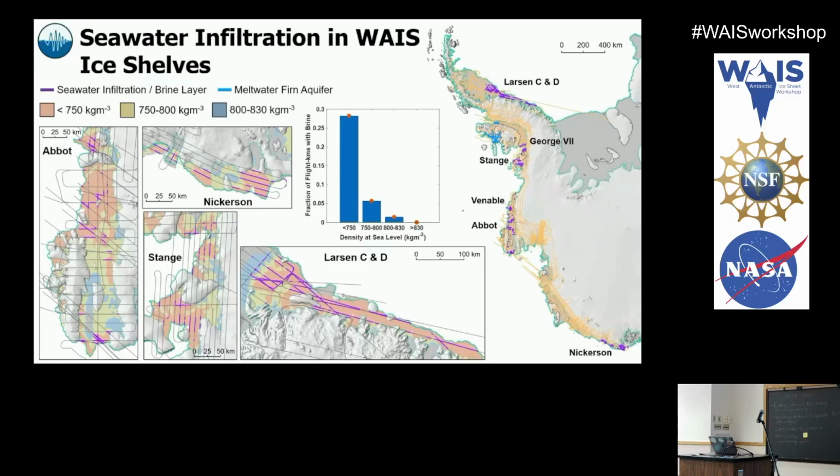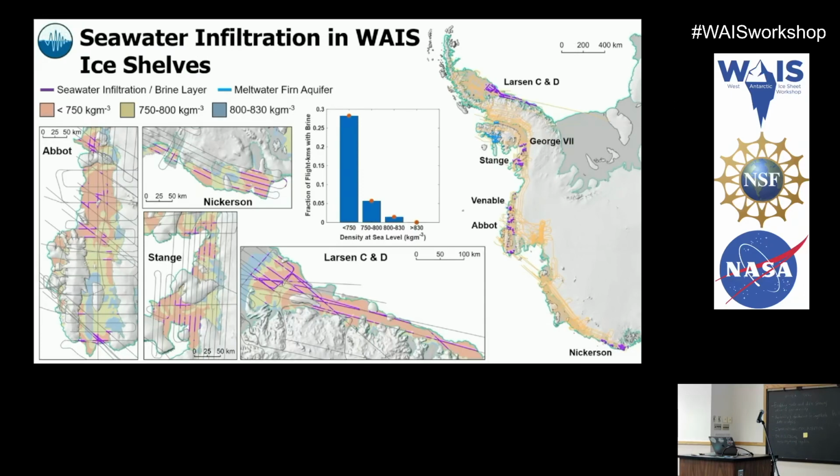Particularly, we find that almost all of our detections are restricted to regions where the density at sea level is modeled to be less than 750 kilograms per meter cubed. That's quite consistent with some of the recent work that shows that water flow in firn seems to be pretty severely impeded at higher densities than that.